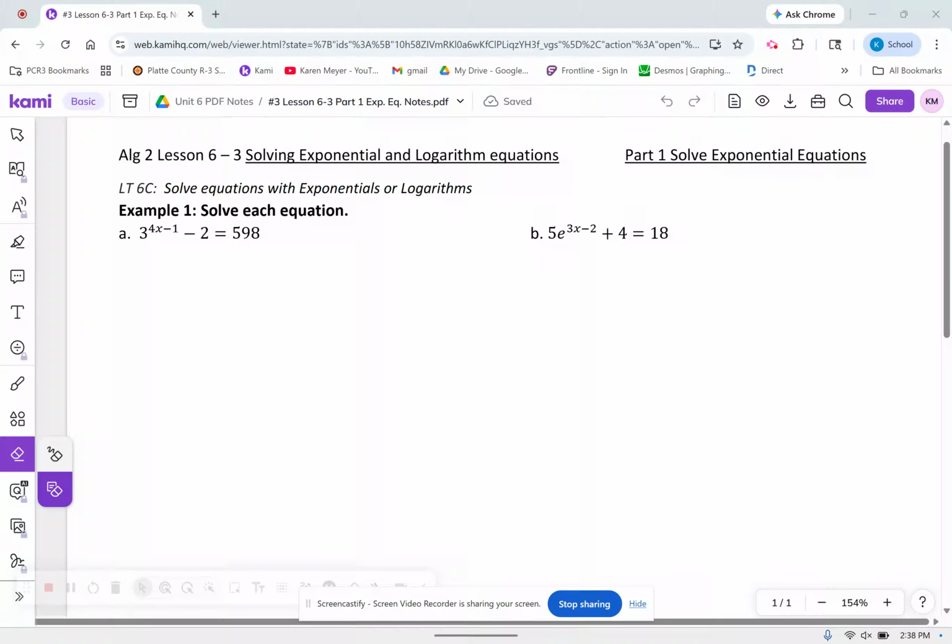Okay, today we're going to talk about solving exponential equations. And the difference with these exponential equations is you're going to notice that it's not only a number in the power slot, we also have a variable in the power slot. Okay, so on the first one, our goal is to get the base number with the exponent by itself.